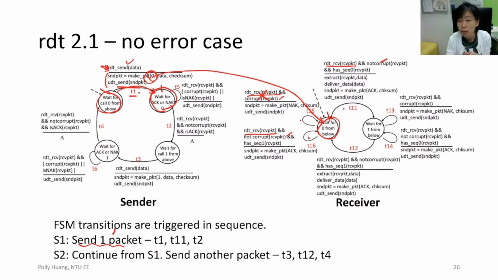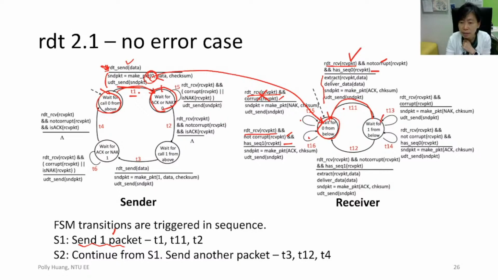But there's one more check. Is the packet sequence number 0 or sequence number 1? Here, we are generating sequence number 0. Therefore, eventually, this transition matches. And so we'll be taking T11 over here and taking all these actions and moving the receiver to this state. Wait for 1 from below.